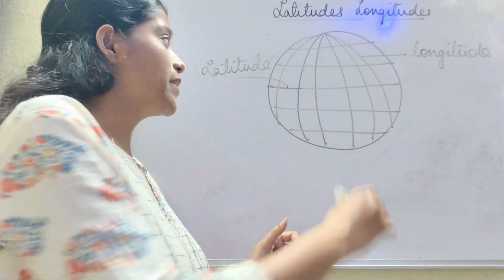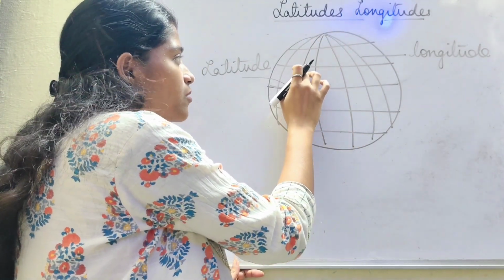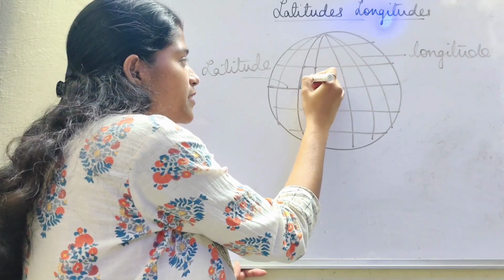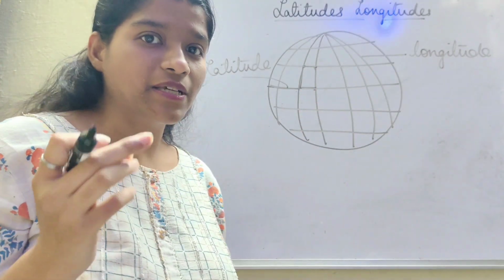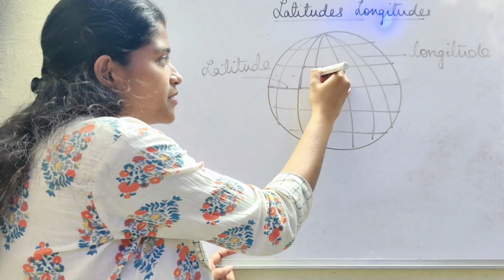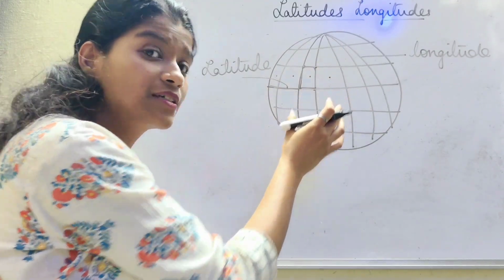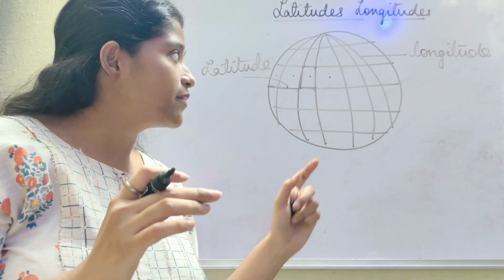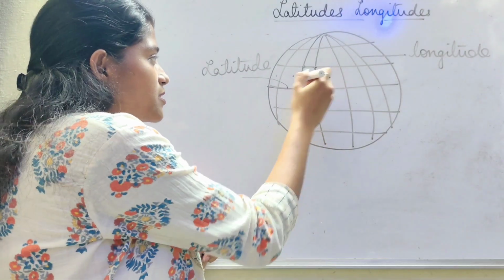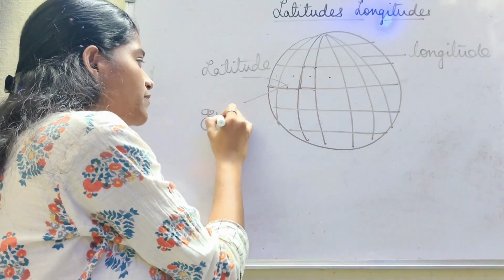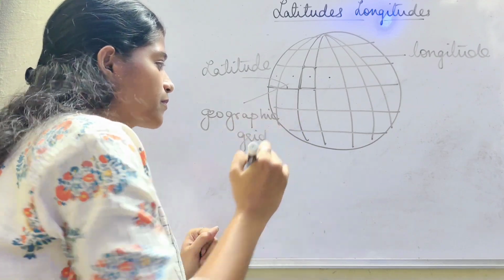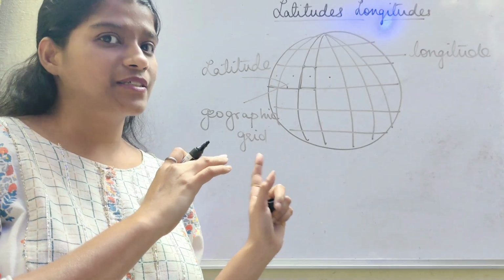Whenever a line of latitude and a line of longitude meet each other, they form a geographic grid. What is a grid? A grid basically comprises tiny squares. So this is one grid, this is another grid, this is another grid. How are these grids formed? These grids are formed whenever a line of latitude and longitude intersect each other. This is called a geographic grid. I hope it is clear till here.